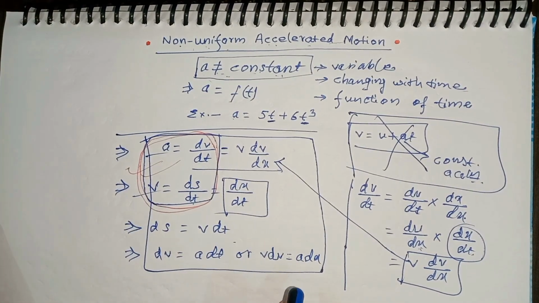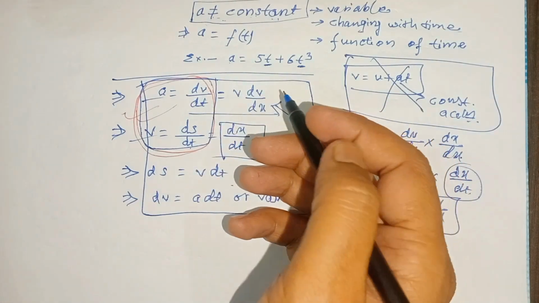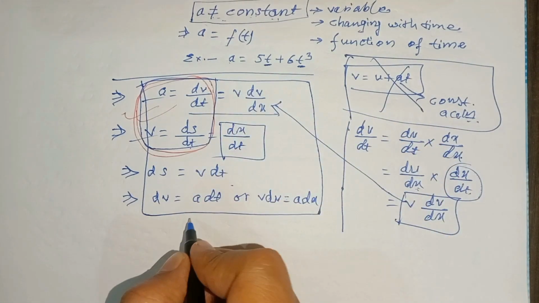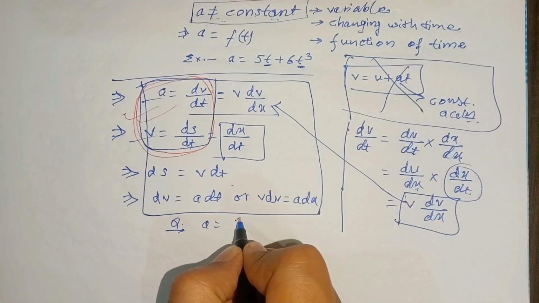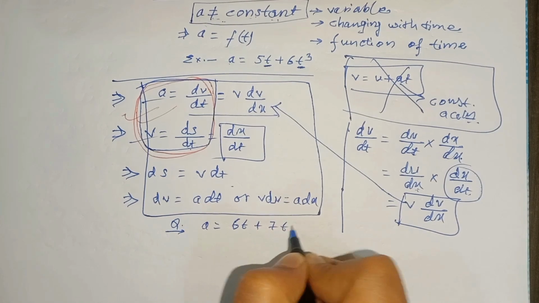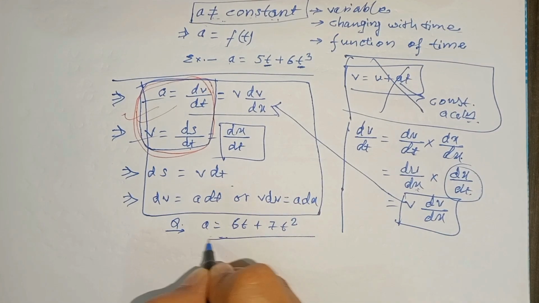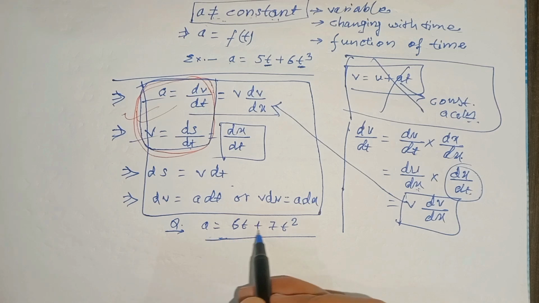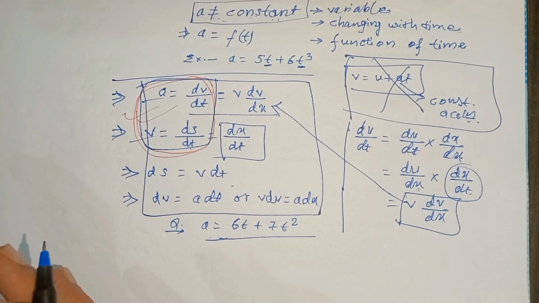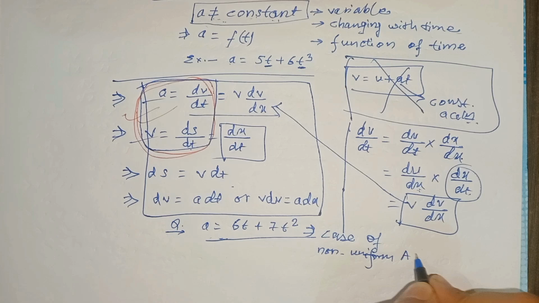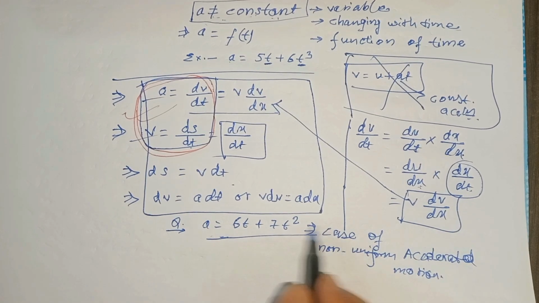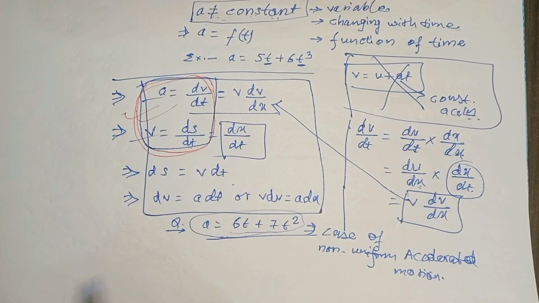Let me show you one example. If in a non-uniformly accelerated motion a question arises where acceleration is given as, suppose, 6t plus 7t square, then in any numerical question, if acceleration is given in this way, we quickly understand that this is a case of non-uniform accelerated motion. In any numerical, when you see such a type of acceleration value, quickly understand this is non-uniform accelerated motion.